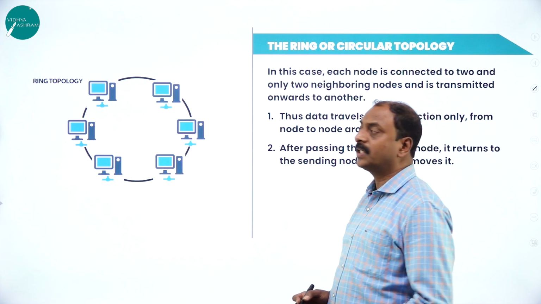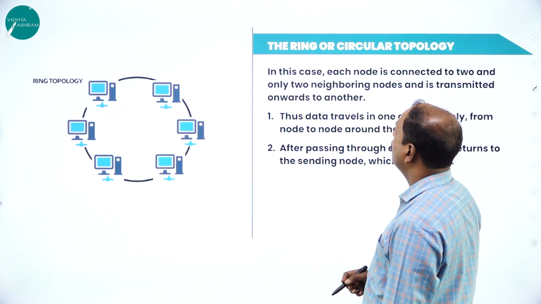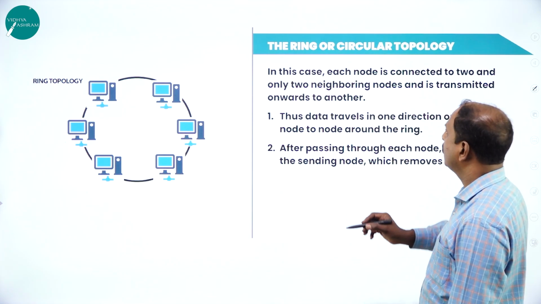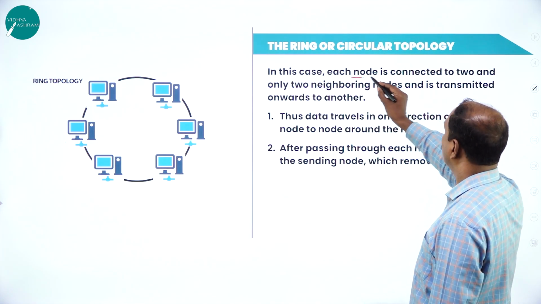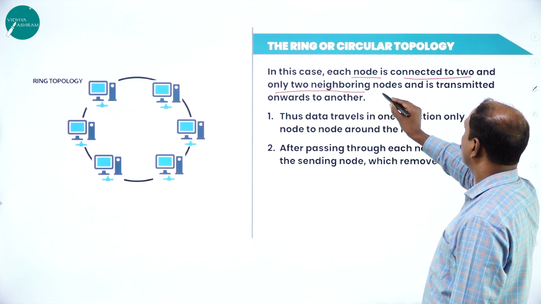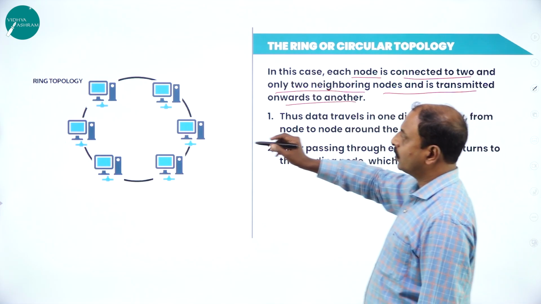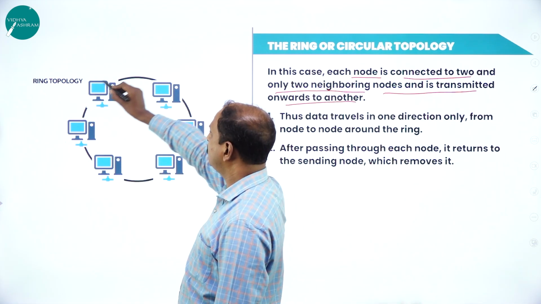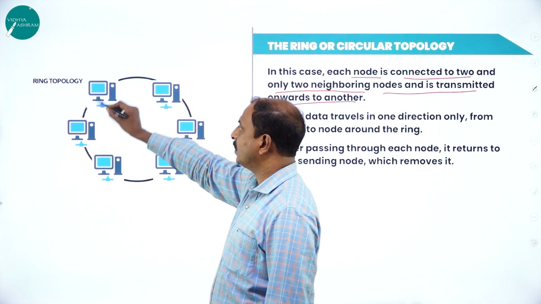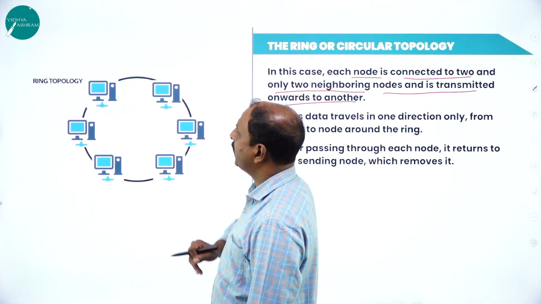These are the different drawbacks of bus topology or linear bus topology. Next, we move on to the next one, that is called ring topology or circular topology. Now, what is the definition? In this type, each node is connected to two and only two neighboring nodes and is transmitted onwards to another. Now, look at the diagram here. Here, the systems or nodes are connected in the form of a circle or a ring. It is called ring topology.